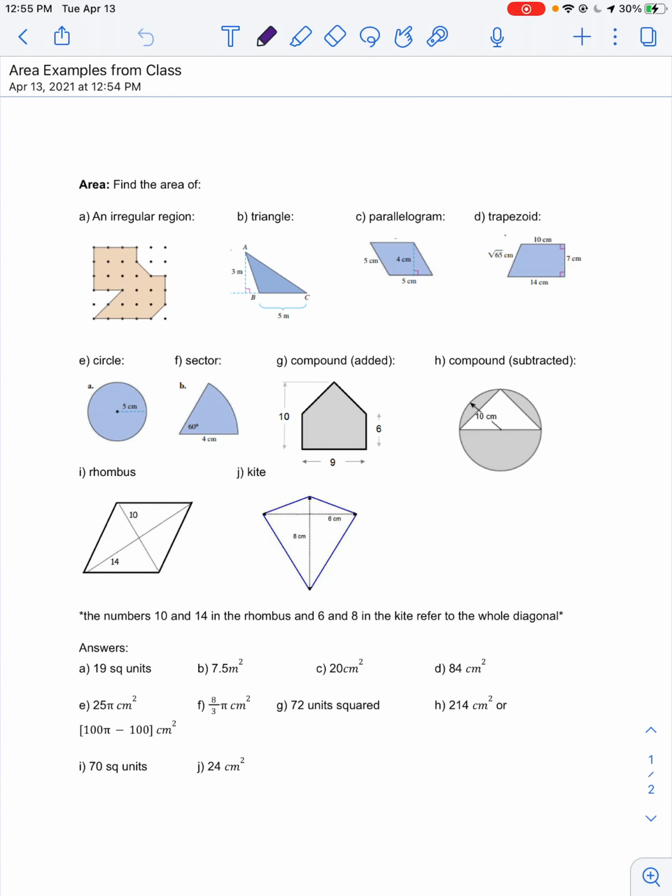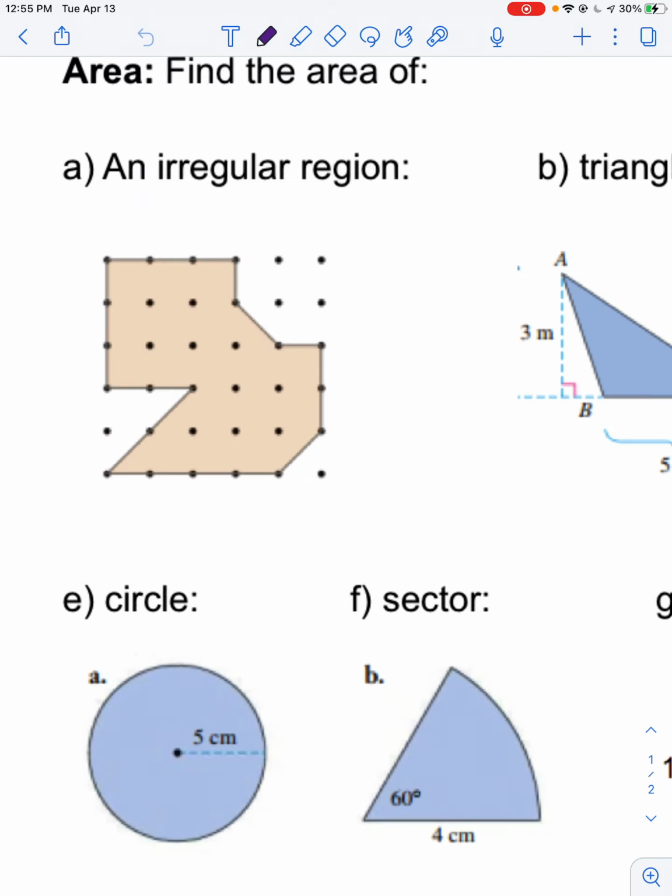Everyone, today I would like to work this area worksheet that I have shown you. This is again a worksheet that I would probably typically do in one of my classes. So first let's work on finding the area of an irregular region.